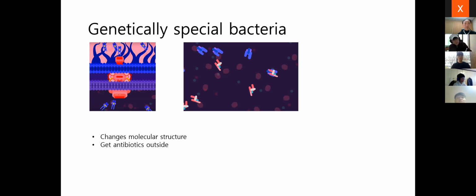The second one is a more clever one, because when antibiotics get into their cell, they have a special enzyme that can change the molecular structure of the antibiotics. So antibiotics cannot stop the bacteria. As I mentioned before, they cannot stop protein synthesis, DNA replication, or enzyme activity, such things. These are possible because of the special part they have in their DNA.